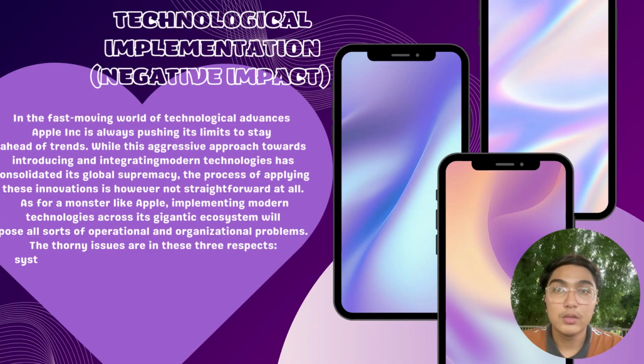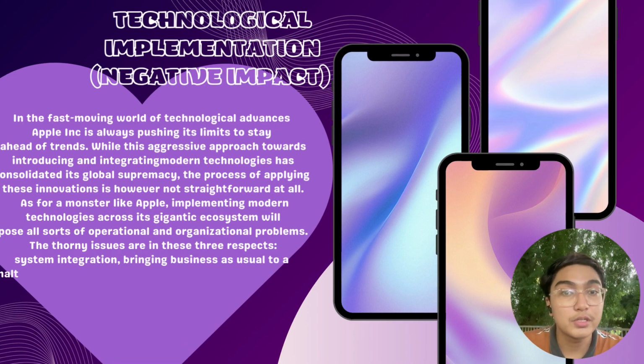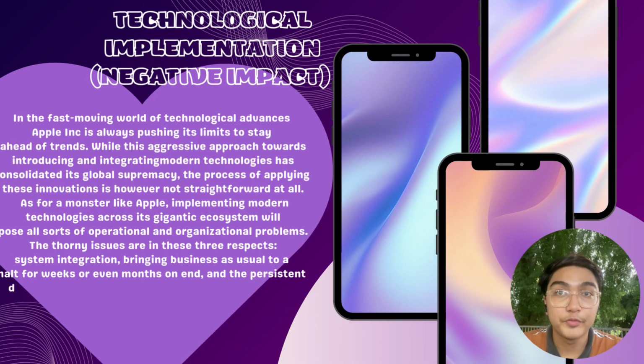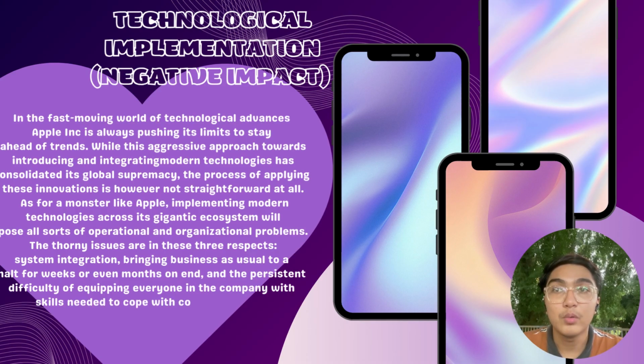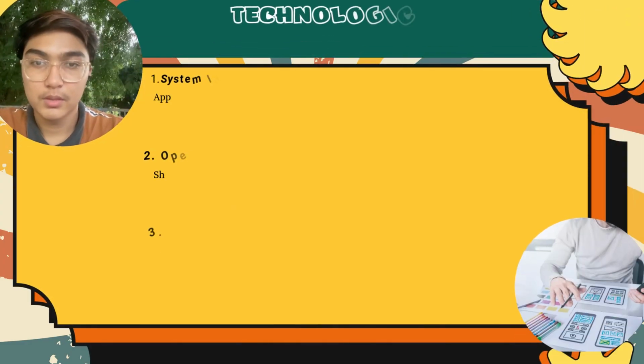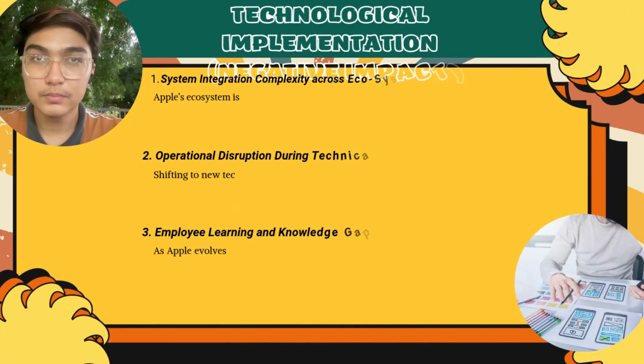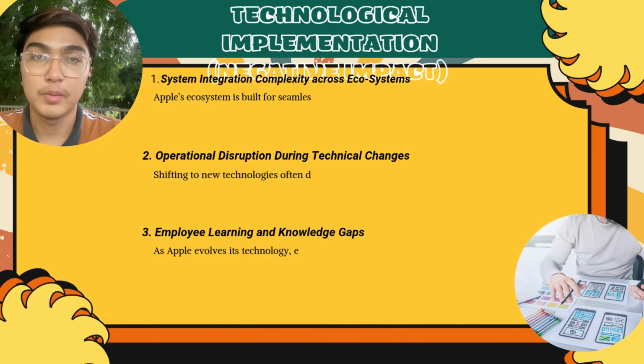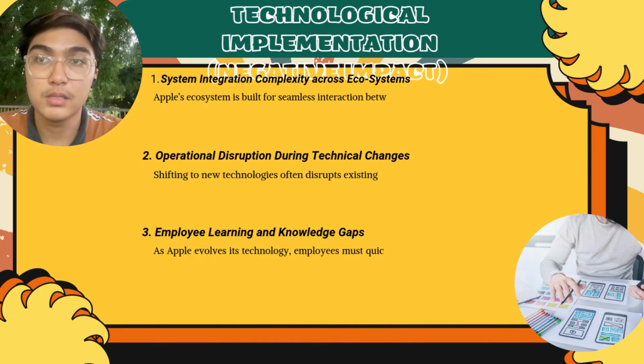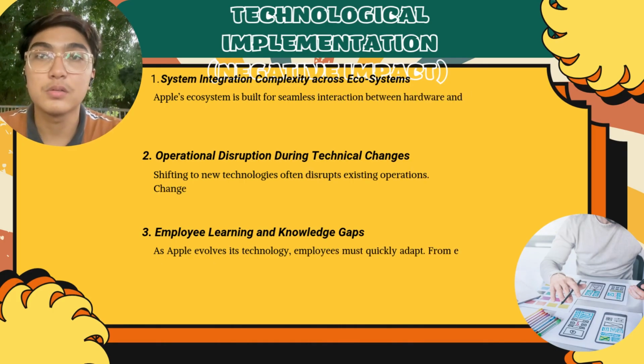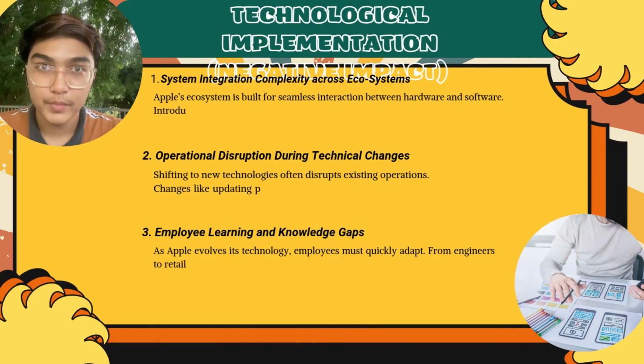The thorny issues are in these three respects: system integration, bringing business as usual to a halt for weeks or even months on end, and the persistent difficulty of equipping everyone in the company with the skills needed to cope with constant change. The first example of the negative sides of technological implementation is the system integration complexity across ecosystems.